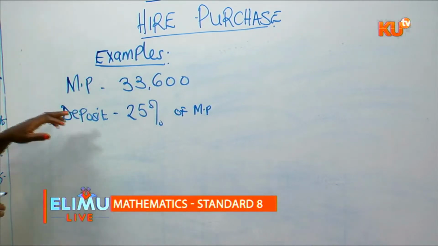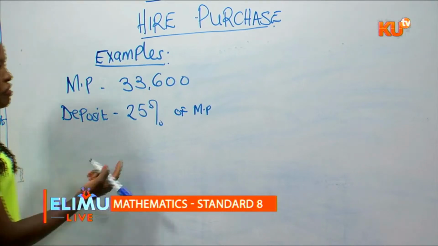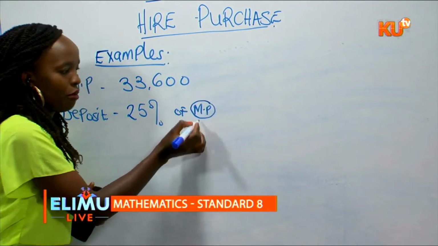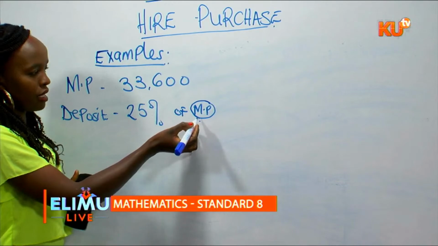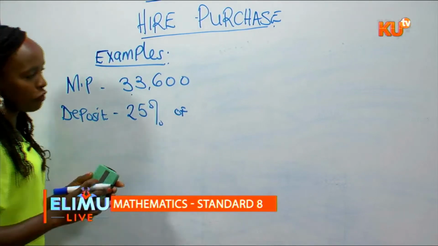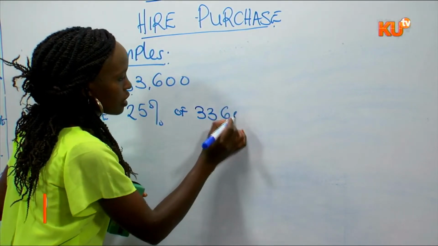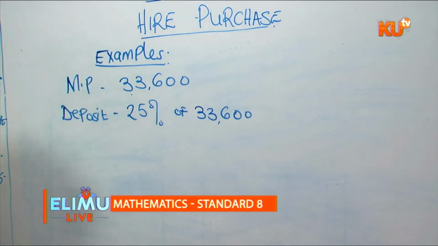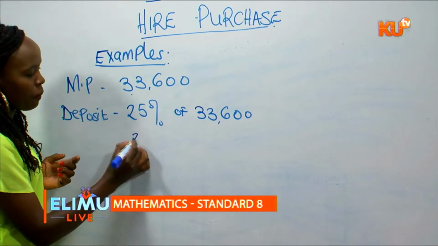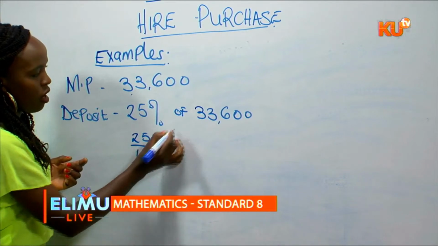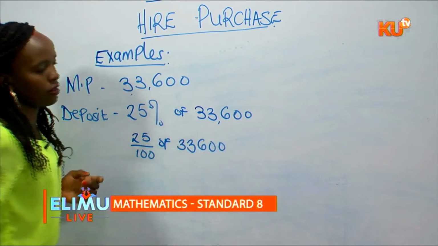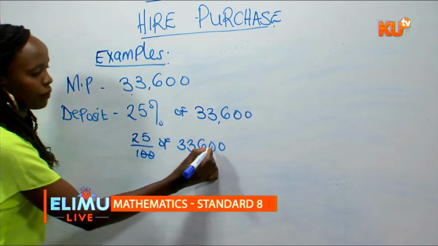So when they say that it is 25% of the marked price, your work is just write 25% of the marked price. Here you write the amount that represents the marked price, and the amount that represents the marked price is 33,600. So it is 25% of 33,600. We know how to calculate this, so we get the deposit, the amount representing the deposit. It's going to be 25 over 100 of, which is the same as multiplication of 33,600.